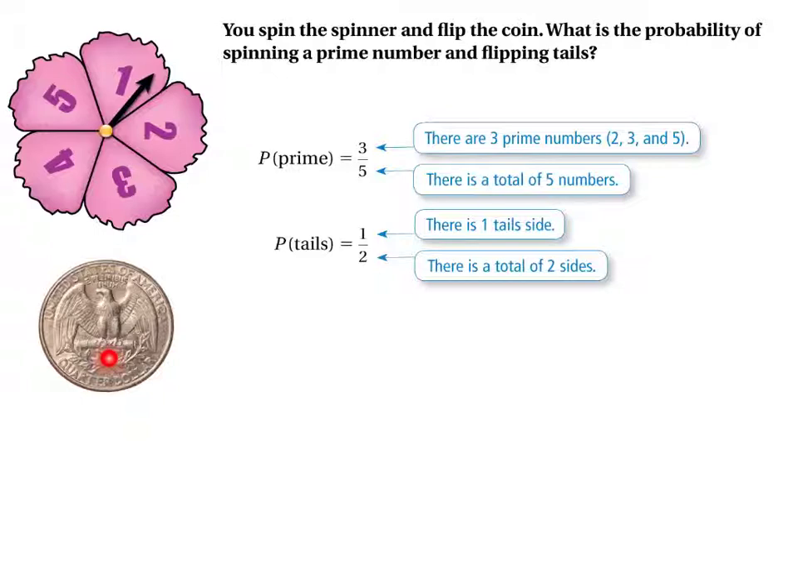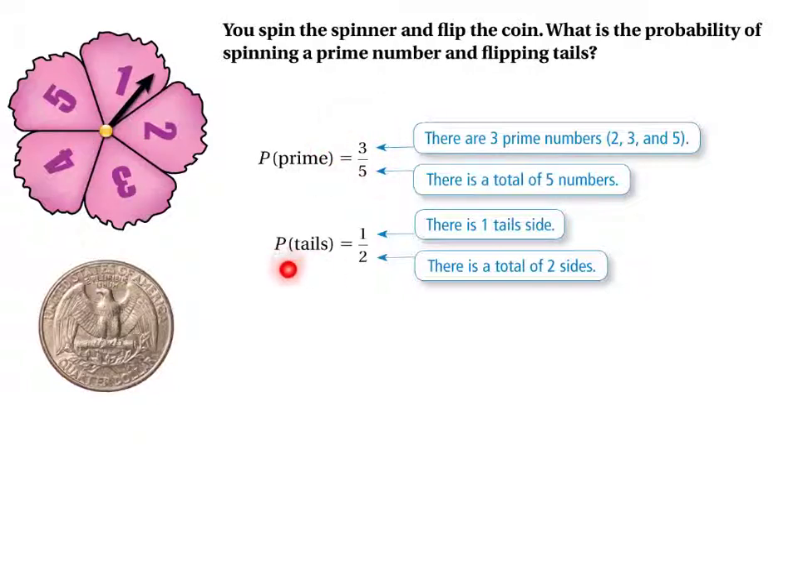So we take the idea, it says you spin the spinner and flip the coin. What's the probability of spinning a prime number and flipping tails? Well, you're told here the probability of a prime number. There are three numbers there, 2, 3, and 5. Remember, a prime number is a number you can only divide by 1 and itself. And there are a total of 5 numbers. So the probability of spinning a prime number is 3 out of 5.